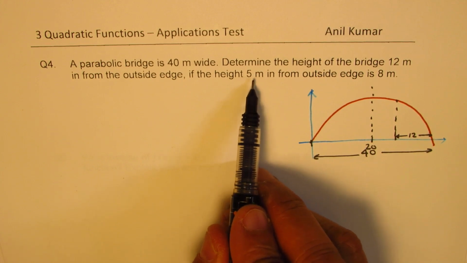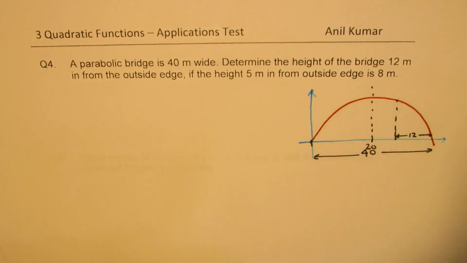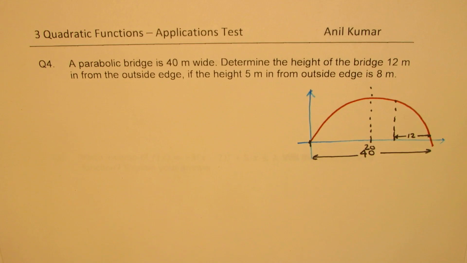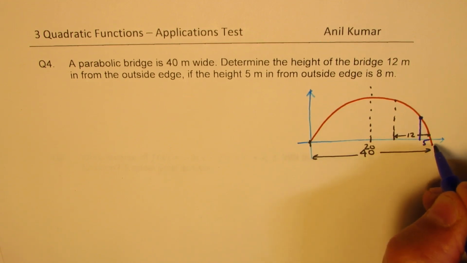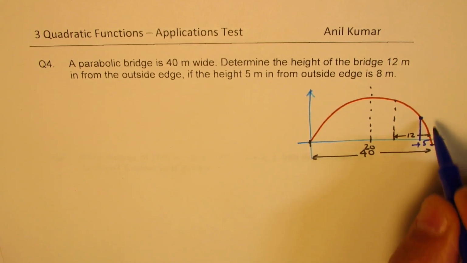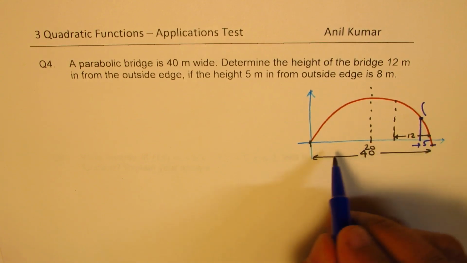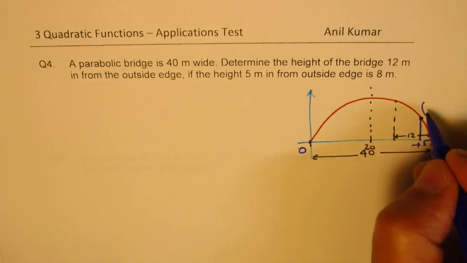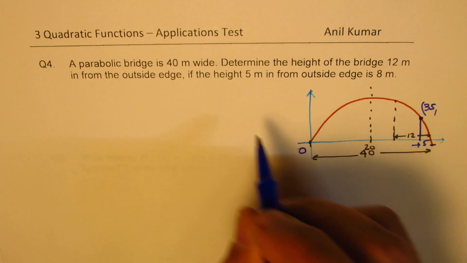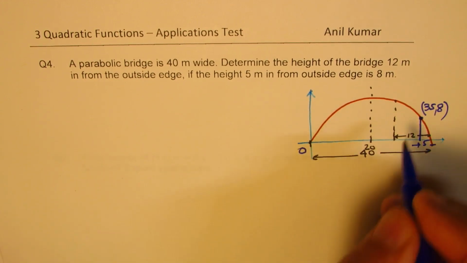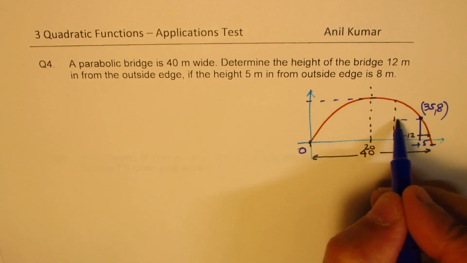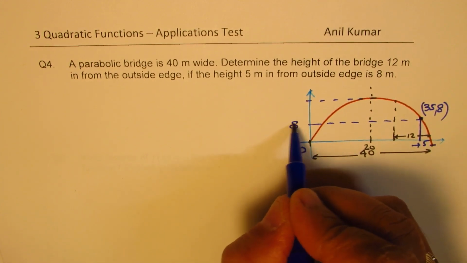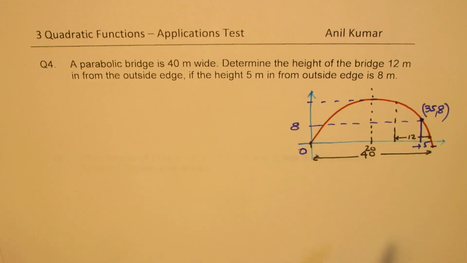If the height 5 meters in from outside is 8. So if 5 meters in, it is 8. That means this height is given to us. This point is given to us, which is from here 5 meters. Do you understand? So the coordinates of this point will be, if I keep this as 0, that will be 35. And the height is 8. Correct? So we have a maximum we need to figure out. But this is 8 and that is 40, correct?